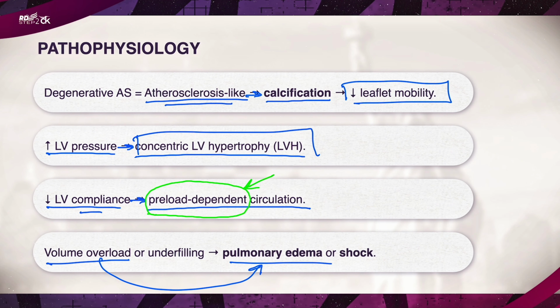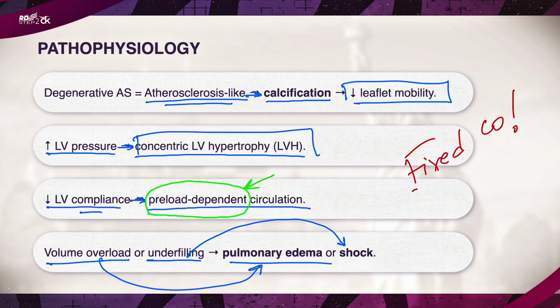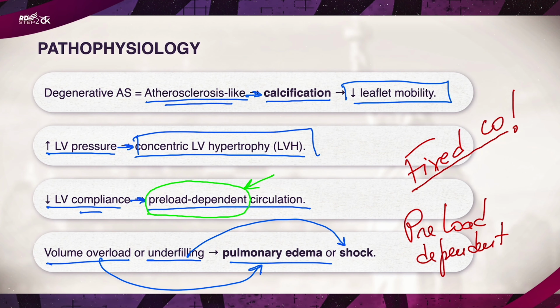If there is too little, they can go into shock. You have to understand that. Why? Because aortic stenosis patients have a fixed cardiac output. They can't really boost their stroke volume, so they are preload dependent. In other words, too much fluid in this kind of patients, pulmonary edema, thanks to diastolic dysfunction. Too little fluid, shock, thanks to being preload dependent. Did you get that? Let's proceed.